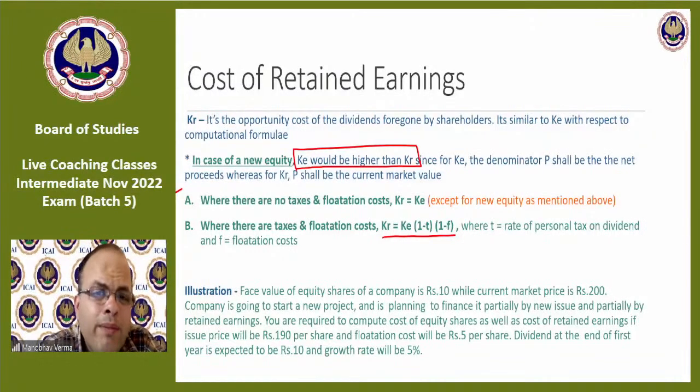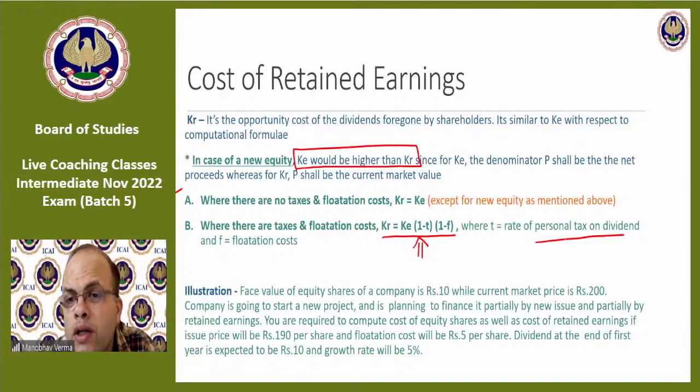But what about 1 minus T? Can anyone tell me the significance of 1 minus T? I can give you a hint. Think from an investor standpoint. You know, T is a tax rate, but we are specifically talking about personal tax on dividend in this case. We're talking about T as personal tax on dividend. Can anyone tell me why we are multiplying this by 1 minus T? Would anyone like to answer that?